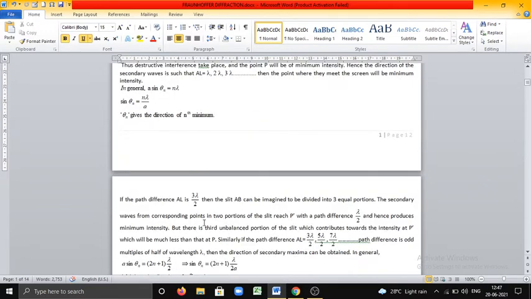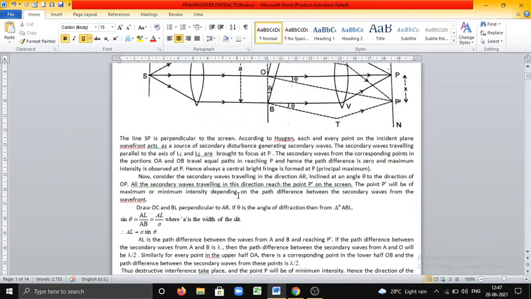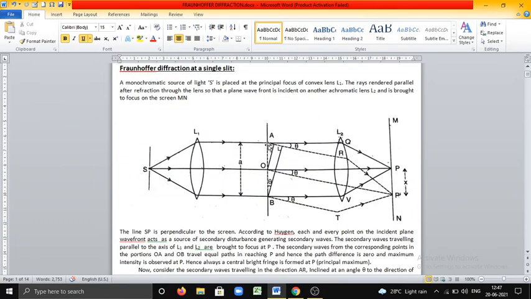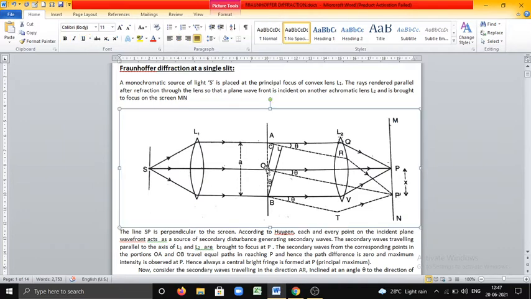The secondary waves from corresponding points in the two portions of the slit will reach P dash with a path difference of lambda by 2. They produce minimum intensity. See, if you divide the slit into 3 parts, then the path difference between the first 2 parts is lambda by 2, and between the next parts also lambda by 2. This lambda by 2 and this lambda by 2 get cancelled.